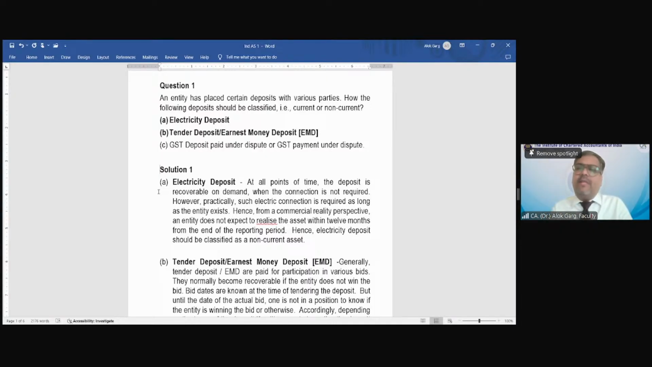But within a period of 12 months, this period has to be seen from which date? Because in the examination, you have multiple dates. For example, the example which I have taken for tender deposit, I told you that the tender deposit was paid on 28th February, and the bid is going to open after 15 months. I asked what is the classification of this deposit in the balance sheet. So you have to see from which date?